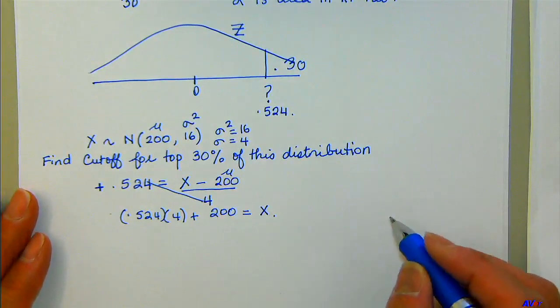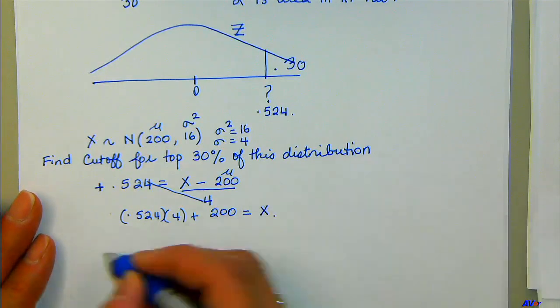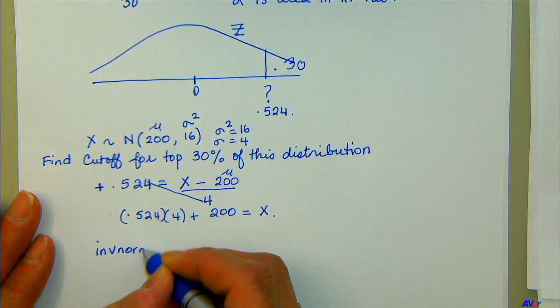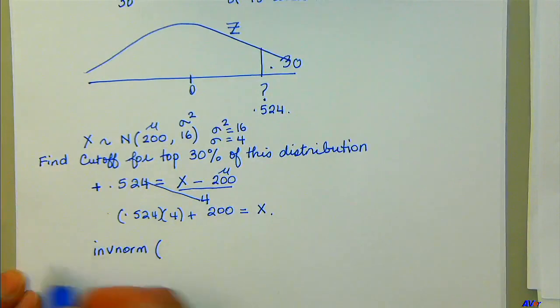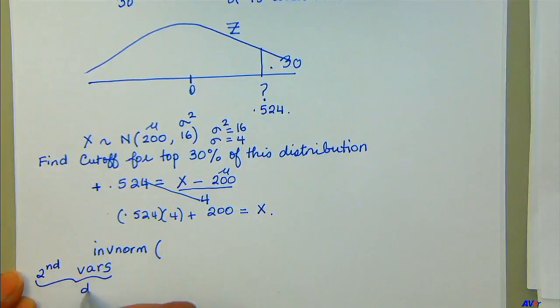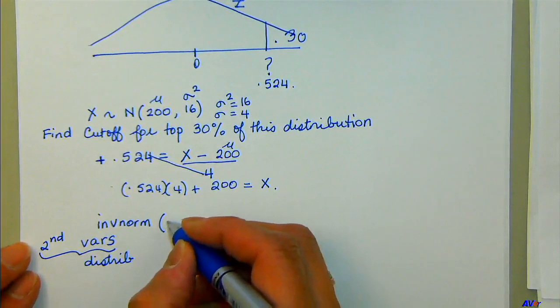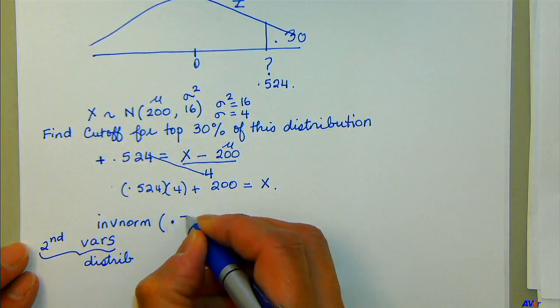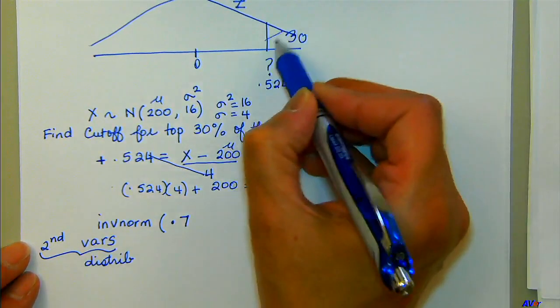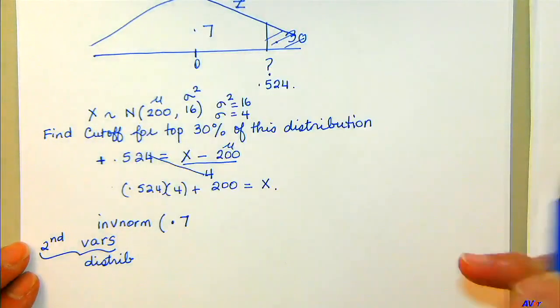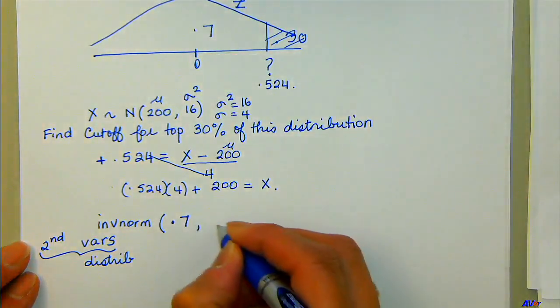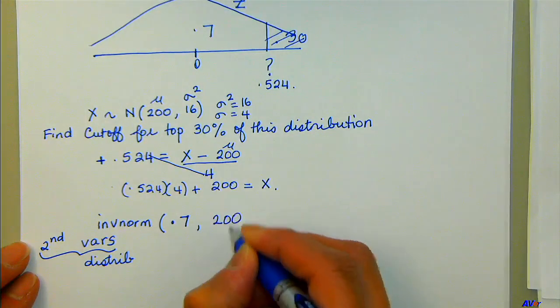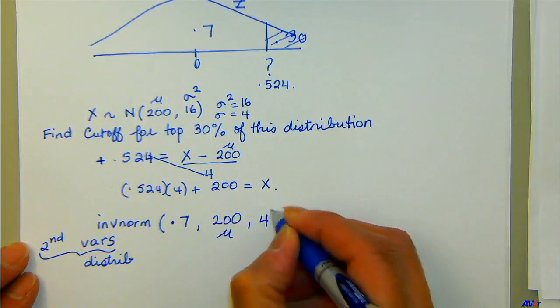Okay. There's another way to do this, and that's on the calculator. Did I show you that last time? Inverse norm, which is obtained by going second vars, which brings you to distributions. So inverse norm, percentile, so this is the 70th percentile, because if 0.30 is in the right tail, this is 0.70, right? So 0.7 comma mu 200 comma sigma, and you're done.